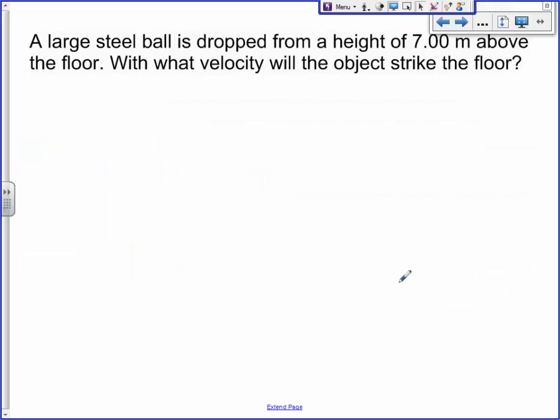Let's do an example. You drop a large steel ball from a height of 7 meters. How fast will it hit the floor? Does it matter that it was a large steel ball versus a pen? Does mass matter? On this one here, it actually seems like we don't have a lot of information. It seems like I gave you one number and that's it. That's actually not true. We've actually got a few other numbers that we can work with. So, although this thing is going to travel a distance of 7 meters, we know what the acceleration due to gravity is going to be.